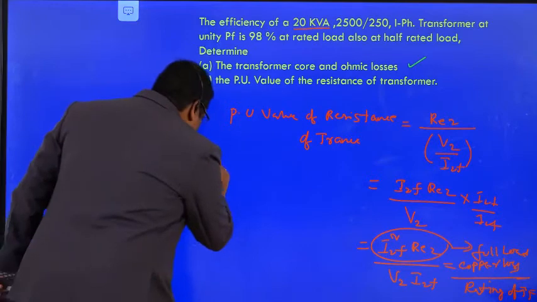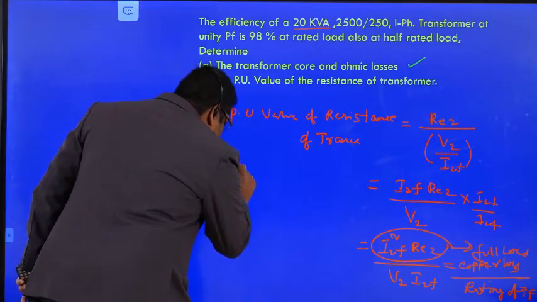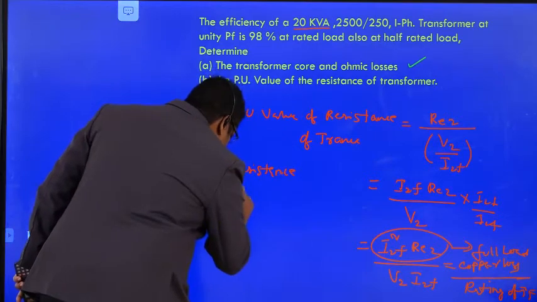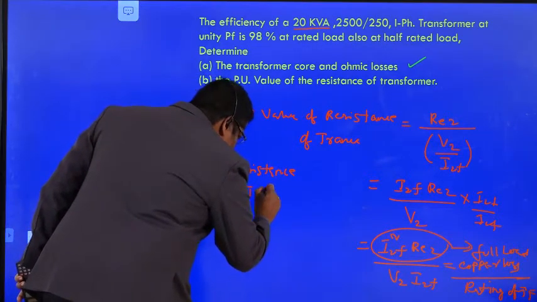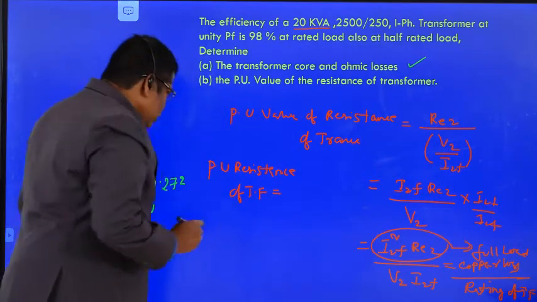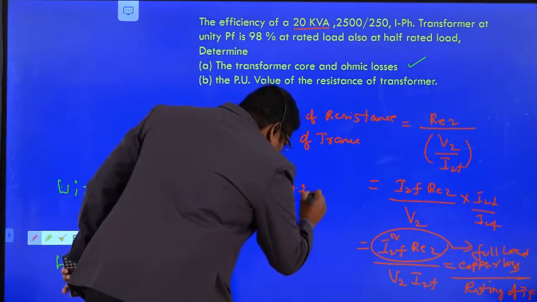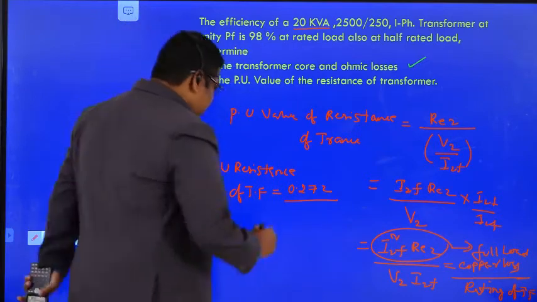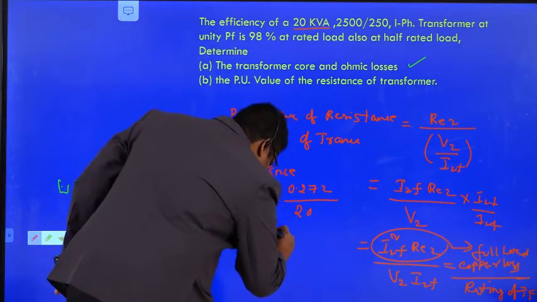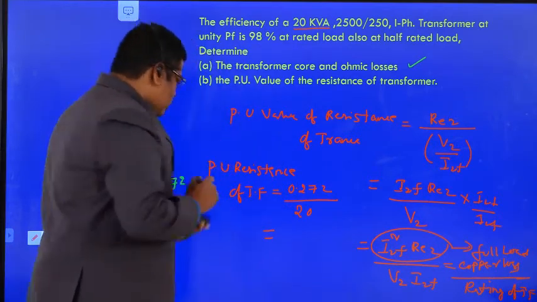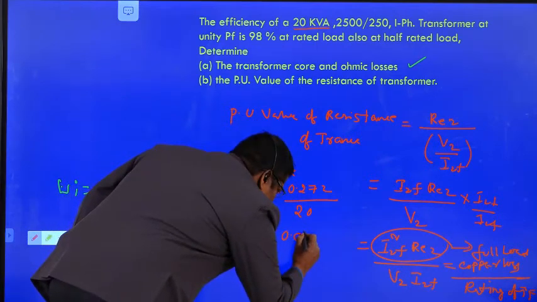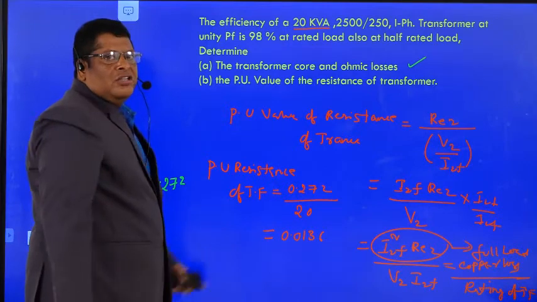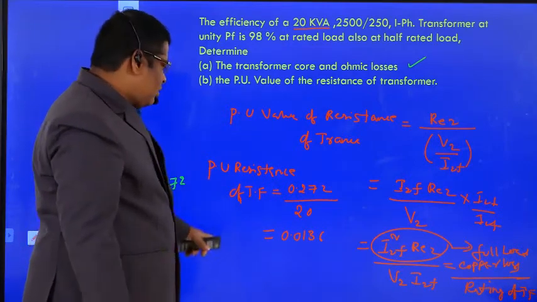0.272. So the per unit value of resistance of a transformer is equal to 0.272 divided by the kVA rating, nothing but 20. This is equal to 0.0136.